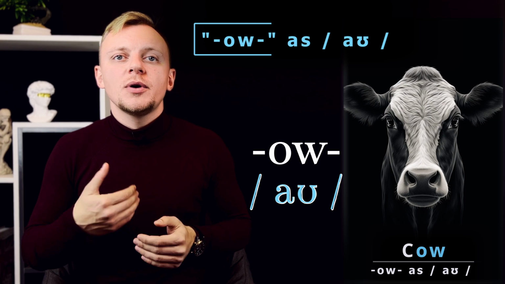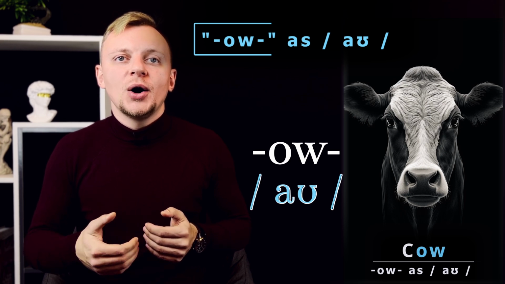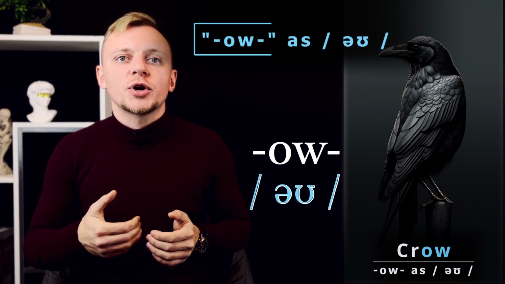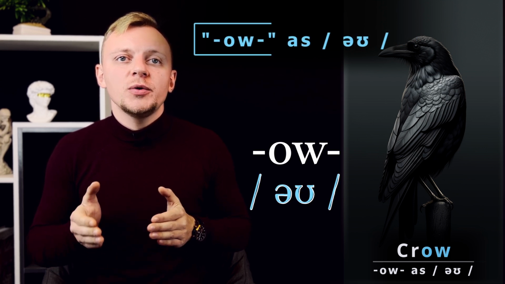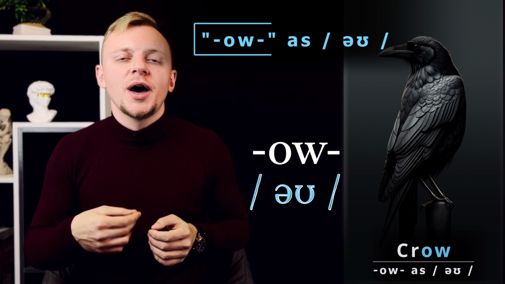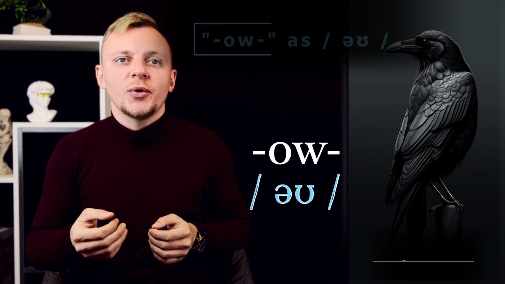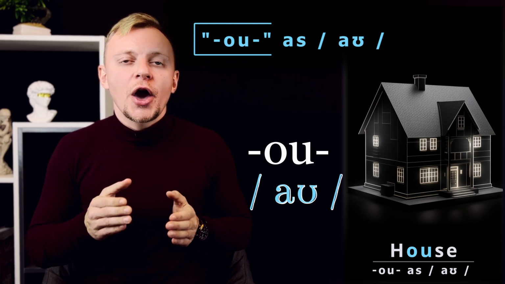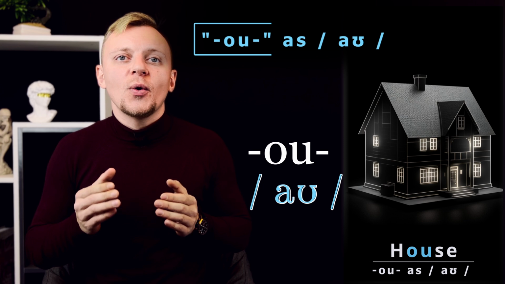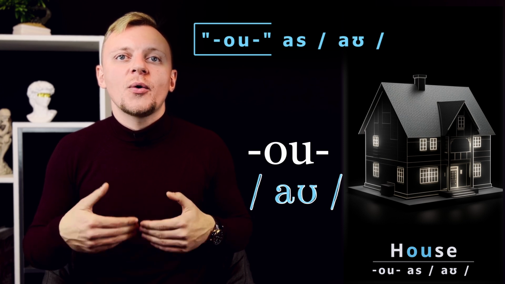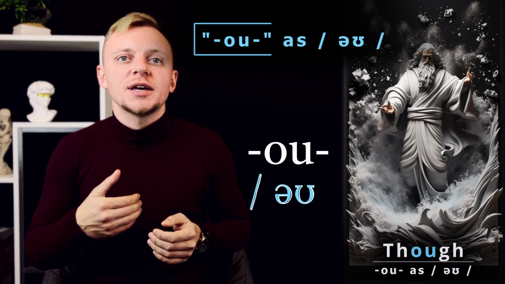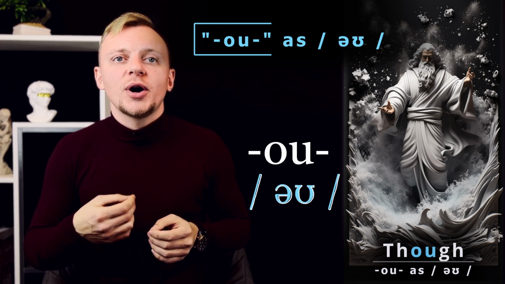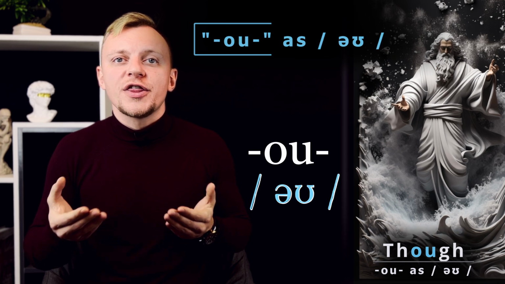OW, OW, ow, cow. OW as O in the word crow. OW, OW, O, crow. OU as ow in the word house. OU, OU, ow, house. OU as O in the word though. OU, OU, O, though.